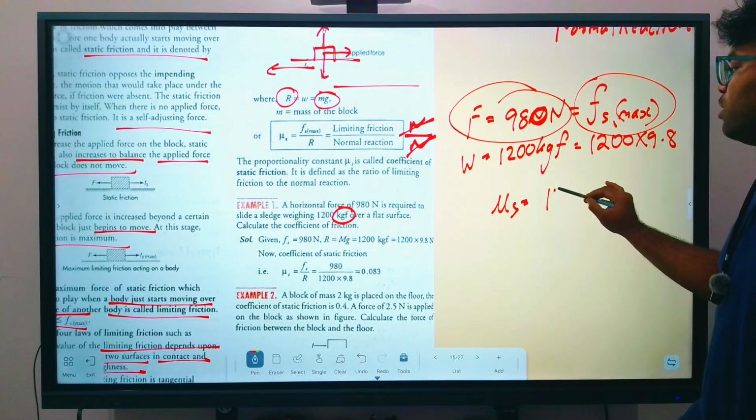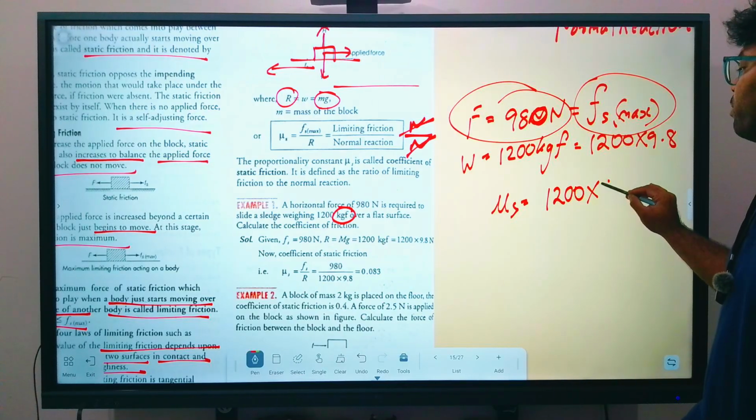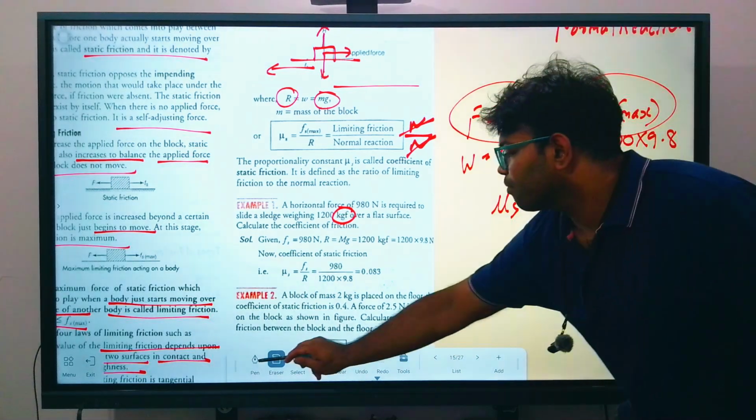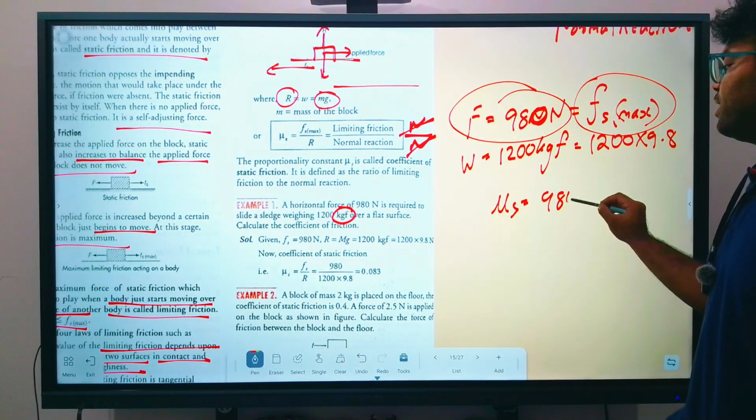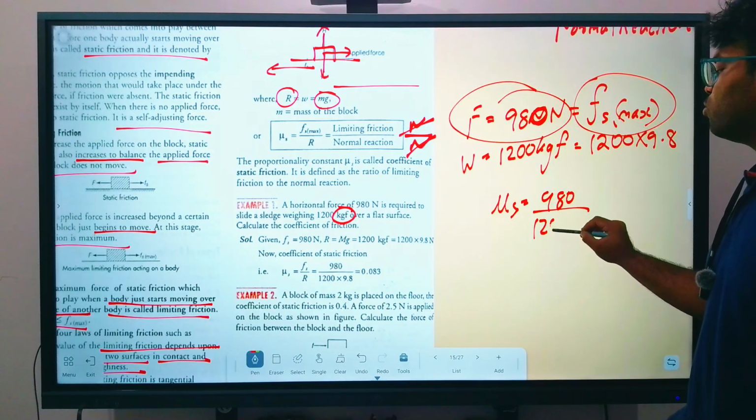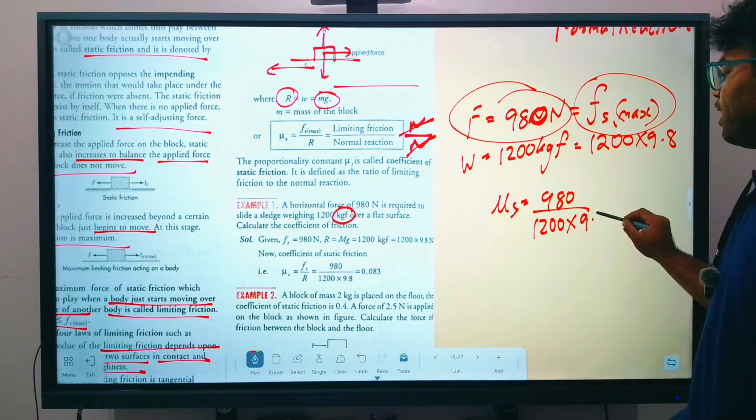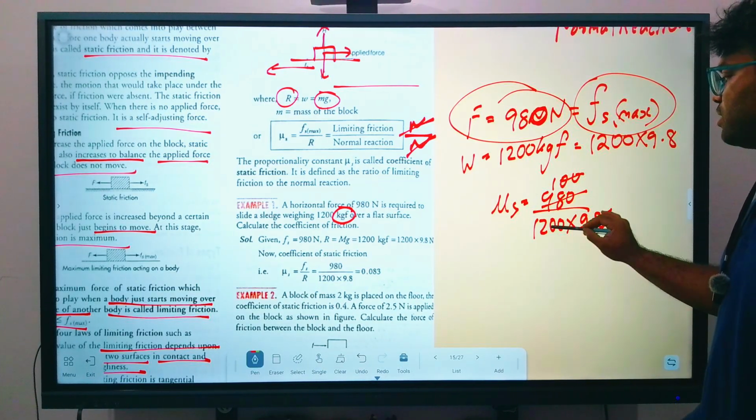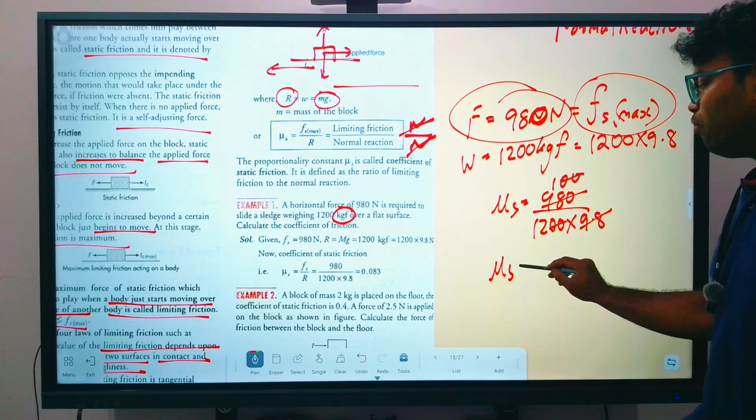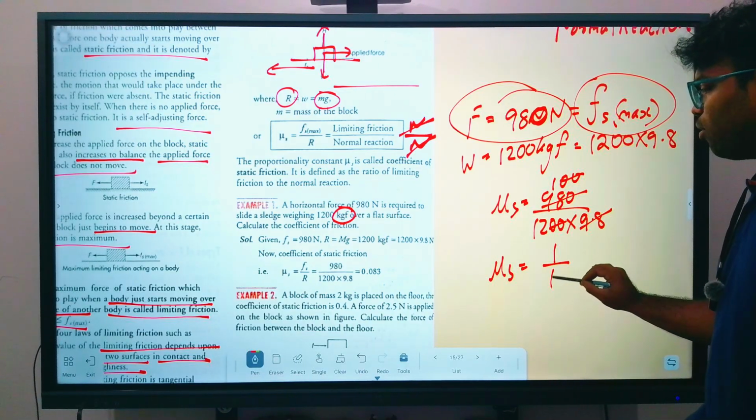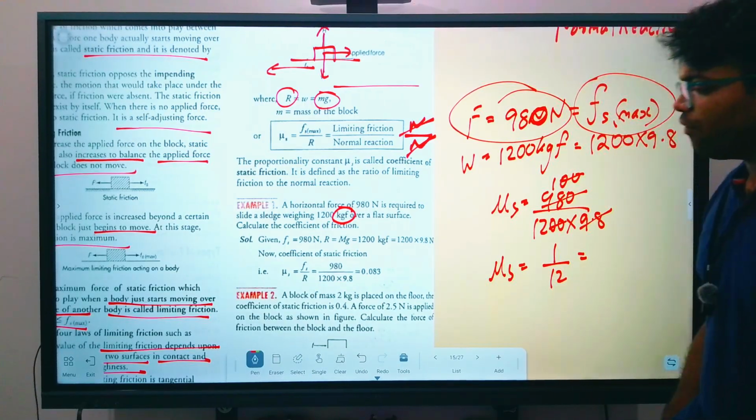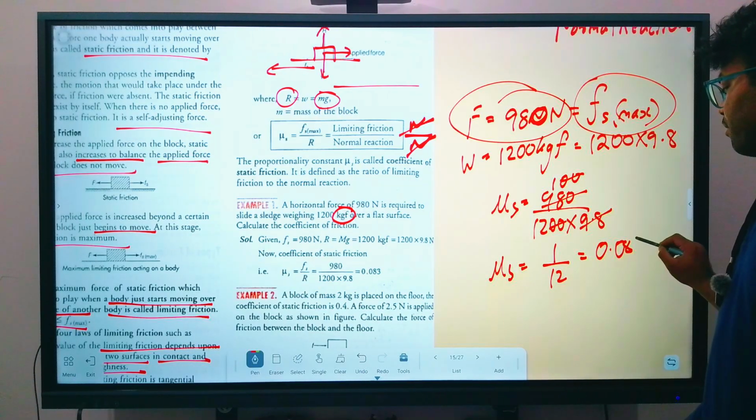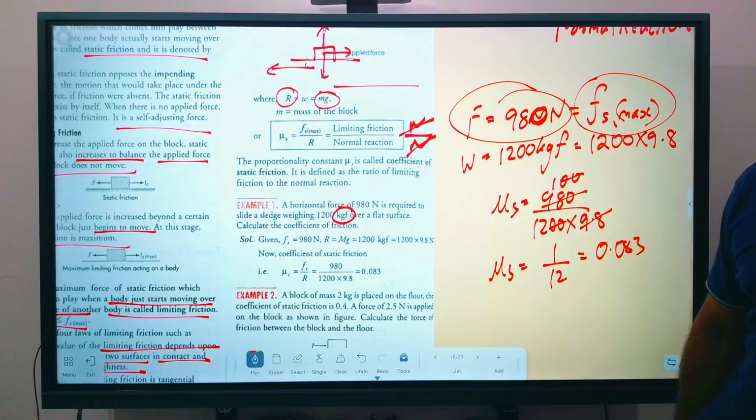So mu of s is equal to how much? It will be 980 upon 1200 multiplied by 9.8. So this becomes equal to 100. This and this get cancelled. So mu of s becomes equal to 1 upon 12. What is the value of 1 upon 12? 0.083. Okay, clear?